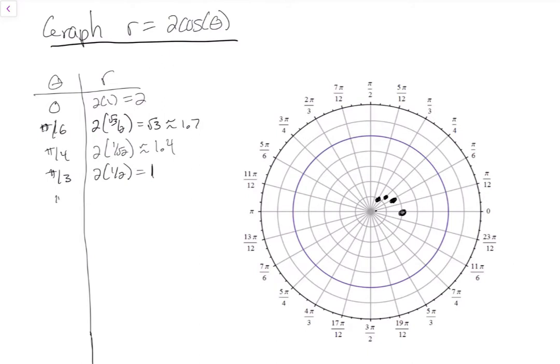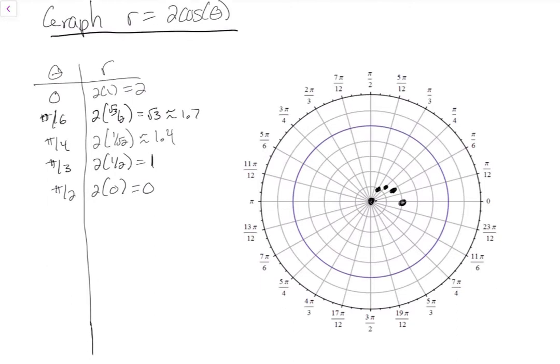And then the next angle for me to pick is pi over 2. Cosine of pi over 2 is 0, and so I get 0. So again, keep in mind, I'm looking along the angle measure of pi over 2 here, and my radial value is 0, so I'm sitting on the origin. So then I would continue, right?